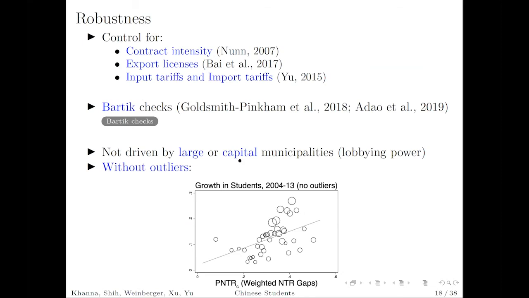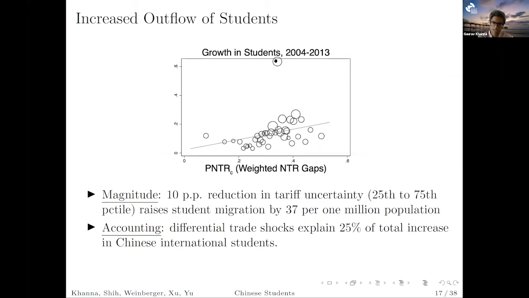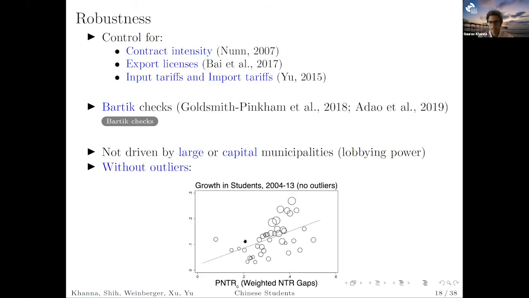We can drop large cities or capitals. If you notice, there's Beijing and Shanghai that are in this bin, I think. But if you drop them, you still get a pretty strong relationship. I think it's a stronger relationship with other outliers dropped.